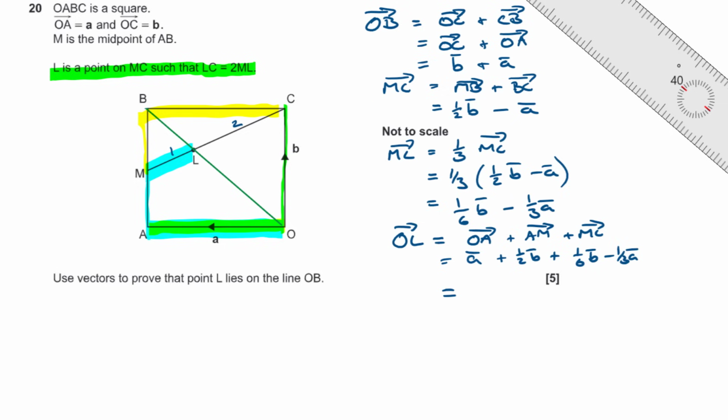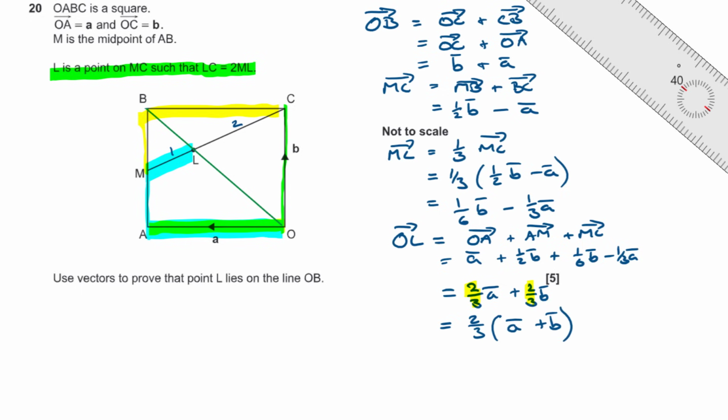Just collecting like terms, I've got an A minus 1/3 of A. So that leaves me with 2/3 of A, and I've got a 1/6 of B and a 1/2 of B. So 1/2 plus a 1/6, what's that? Well, 3/6 plus 1/6 is 4/6. 4/6 is the same thing as 2/3. So I've got 2/3 of B as well, haven't I? So I've got 2/3 of A plus 2/3 of B. And now you'll see that they've both got 2/3 in common here. So I can take out 2/3 as a common factor. So it's 2/3 of A plus B then, isn't it?